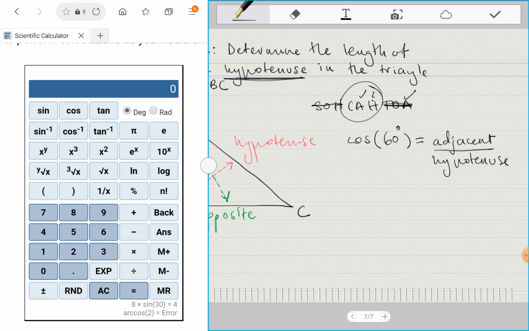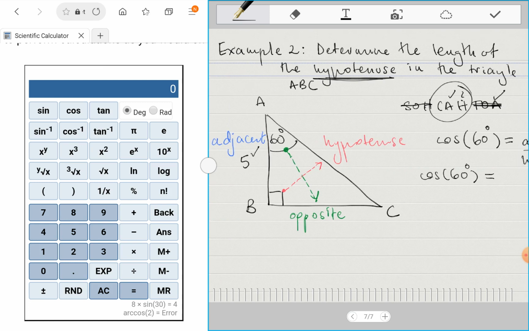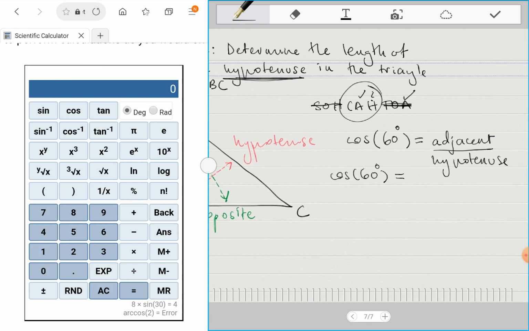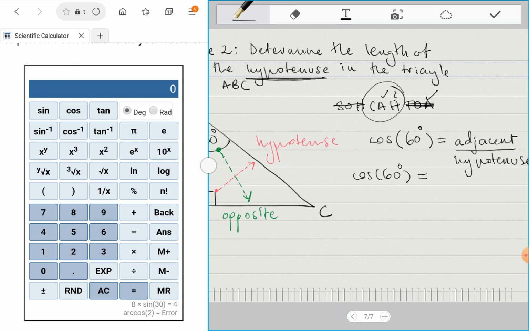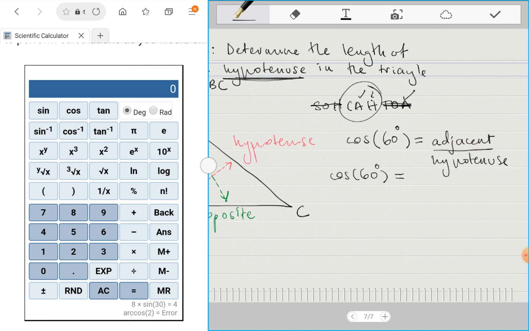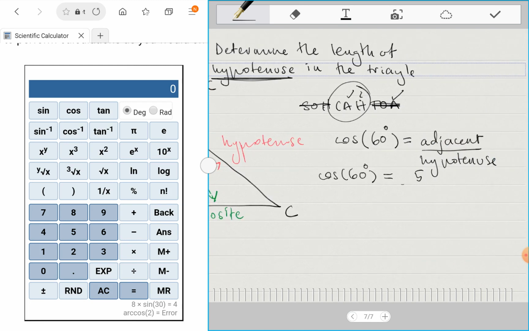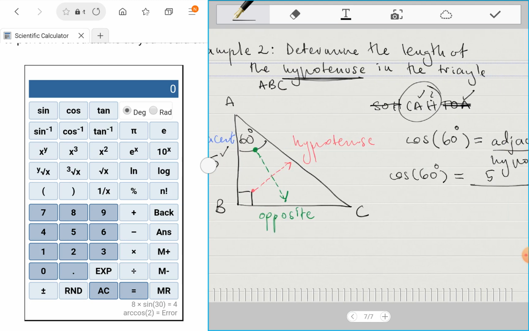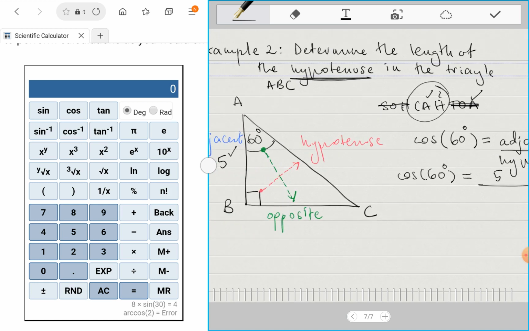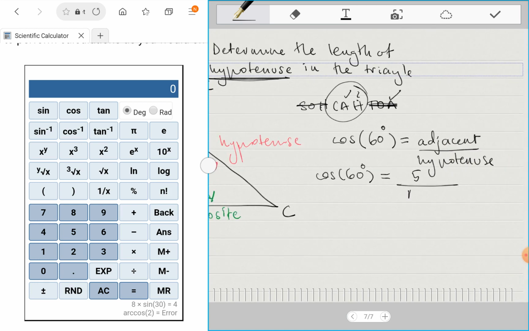Okay, so now if we proceed to substitute in the values we've been given and the unknown, so obviously the opposite side, we're not dealing with that. Okay, so the adjacent side would then be 5. Okay, so 5 units divided by the hypotenuse side, which we will call AC. Okay, because that's the length of that side. AC, it's an unknown, it's a variable.